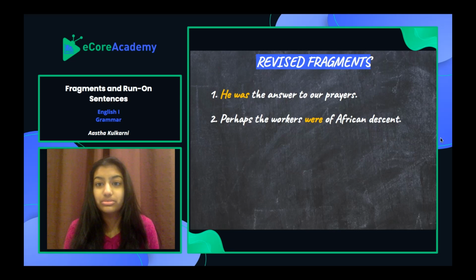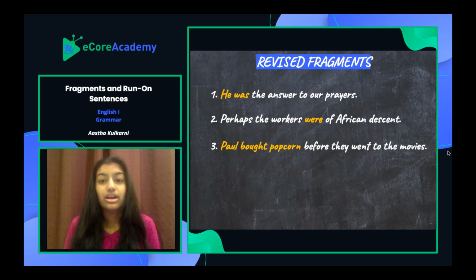My apologies. This third one, if you don't remember, the previous fragment was just this white part, which is before they went to the movies. So this is using the second technique, which is just attaching it to a sentence that's before or after it. In this case, this is the sentence before. Say the sentence before it was Paul bought popcorn. And then you wanted to say before they went to the movies was your fragment.